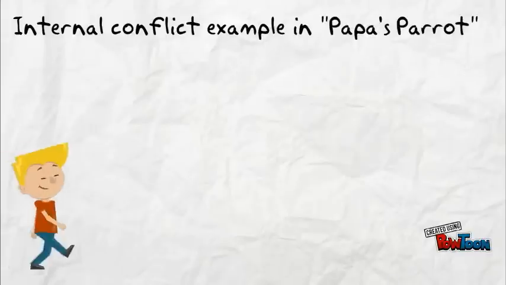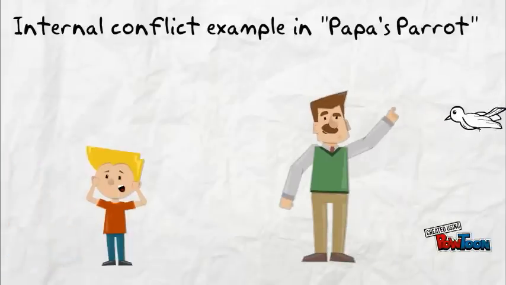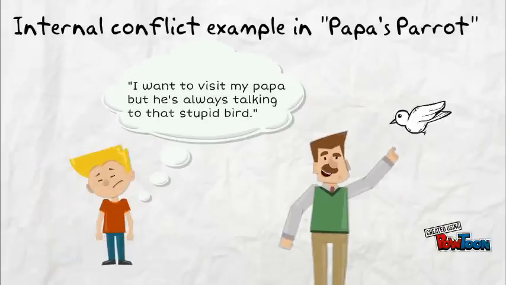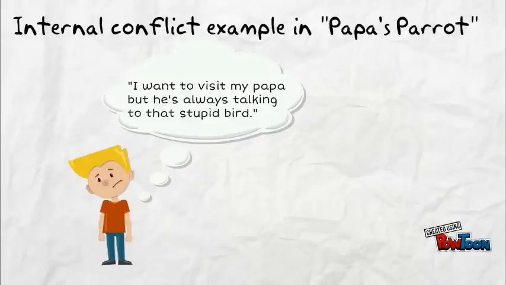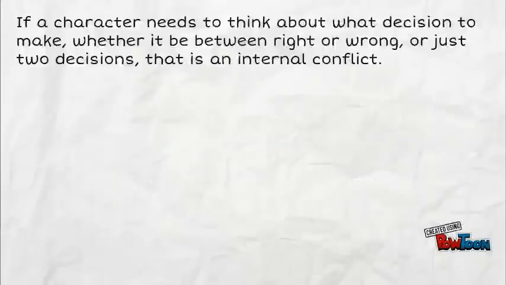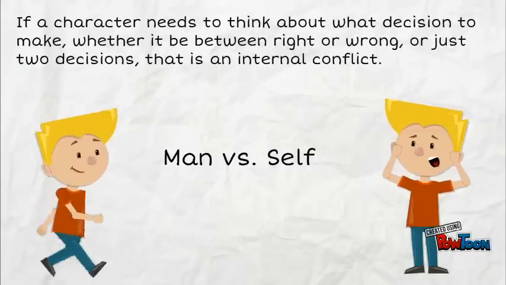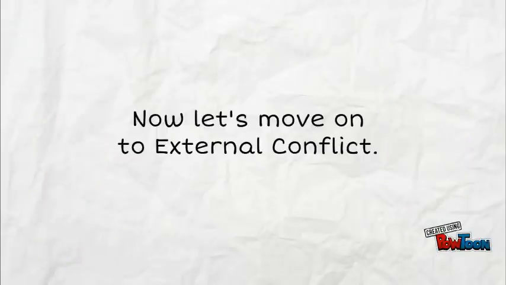An example of internal conflict in Papa's Parrot is when Harry struggles with whether he should visit his father in the candy shop, even though he is embarrassed of Mr. Tilling's conversations with Rocky, or if he should just avoid the shop altogether. If a character needs to think about what decision to make, whether it be between right or wrong, or just two decisions, that is an internal conflict.